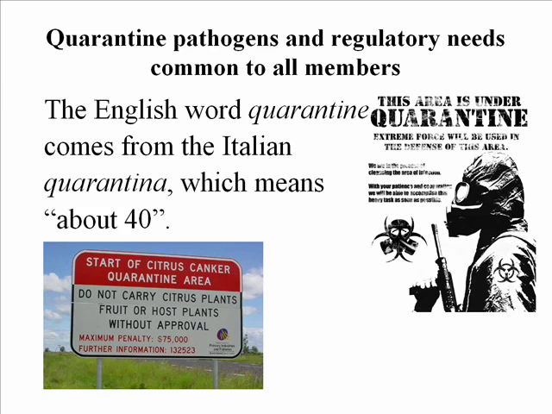Countries usually draw up a list of exotic pests. This can be weedy plants, arthropods, fungi, bacteria, or viruses that they want to keep out of their territory. Such organisms are known as regulatory pests.